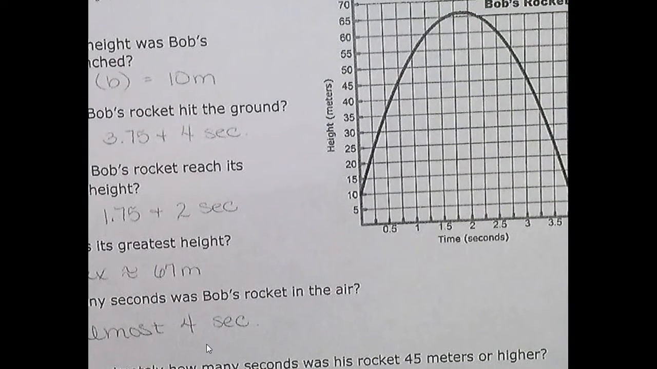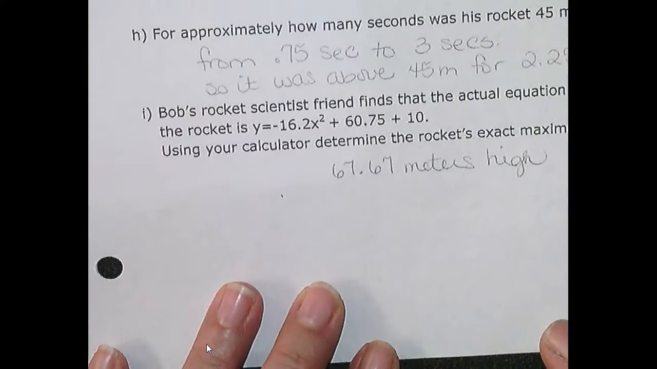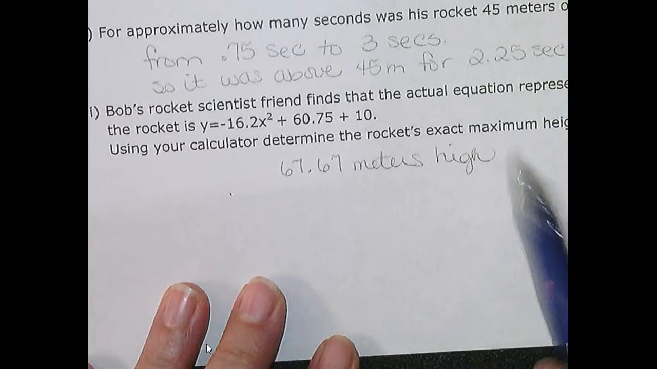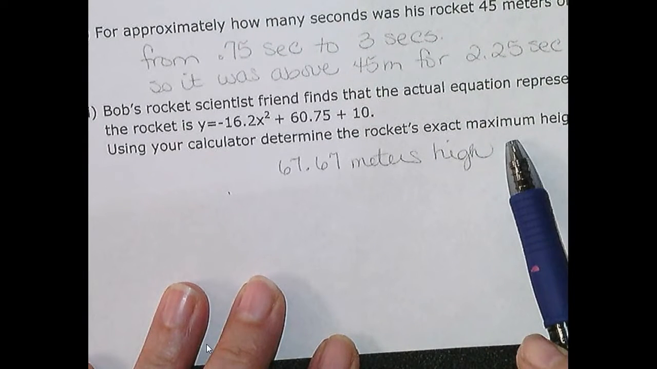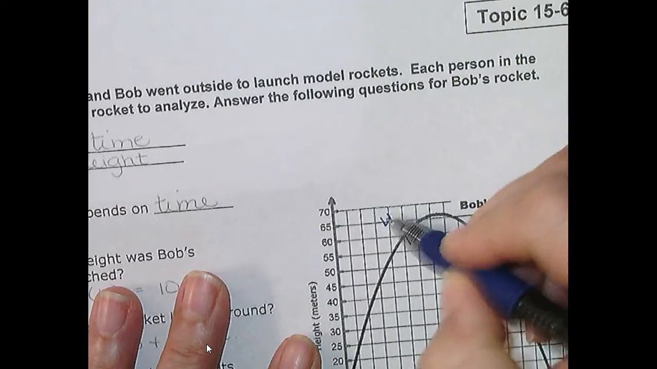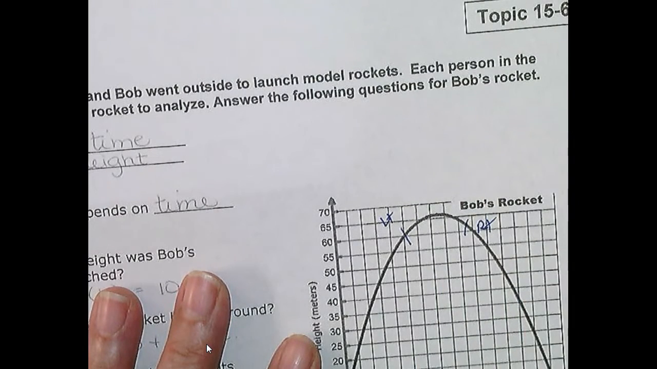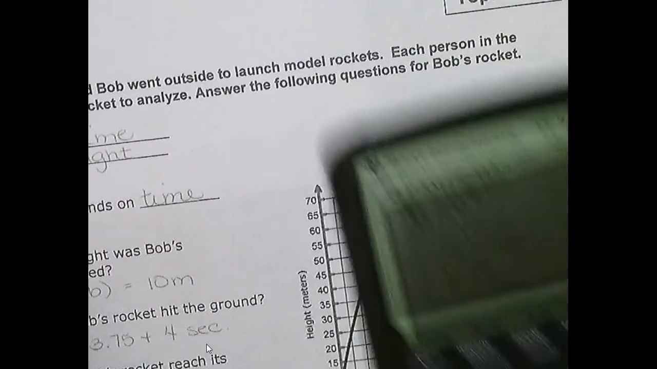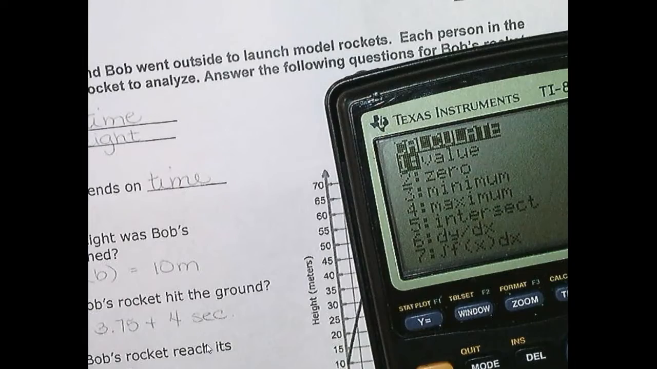Next one, science friends find that the actual equation represents the path of some equation down here. Let me move my paper up so you can see it. Use your calculator to determine the exact maximum height. Wouldn't that be your max? Remember, to figure out that max, you're going to have to set your left and right. So your left would be here, and your right would be there. And when you're thinking about your calculator, if you go to second trace and you want the maximum height, I believe you would push which button? Maybe the 4 for the word maximum.